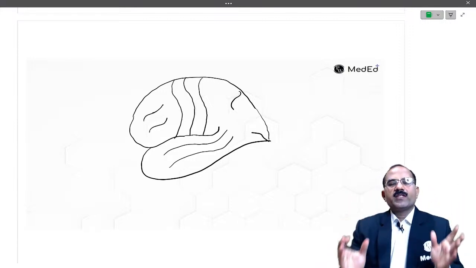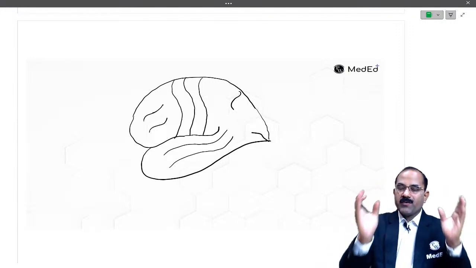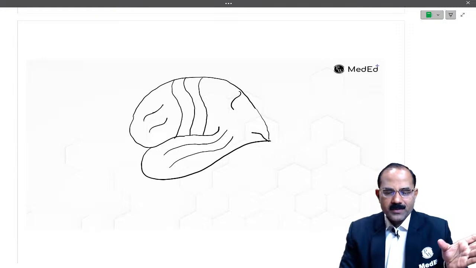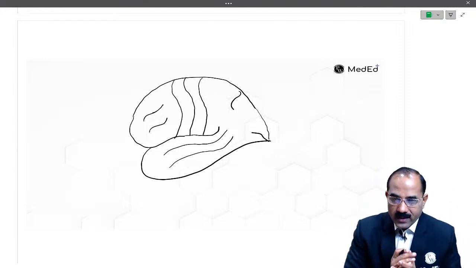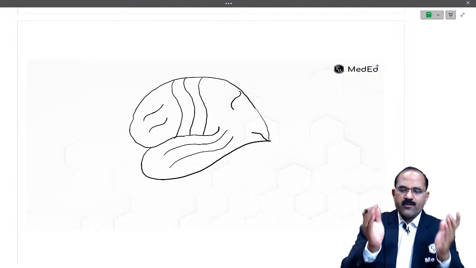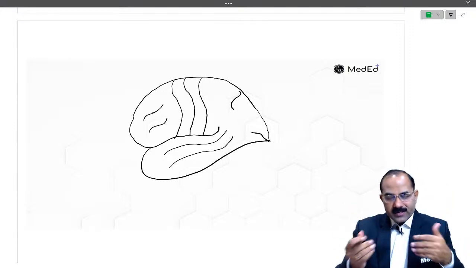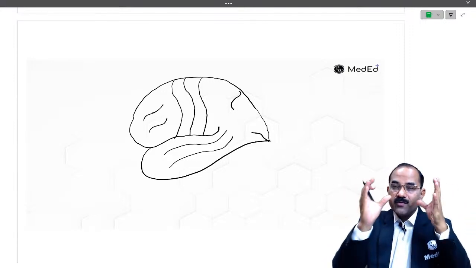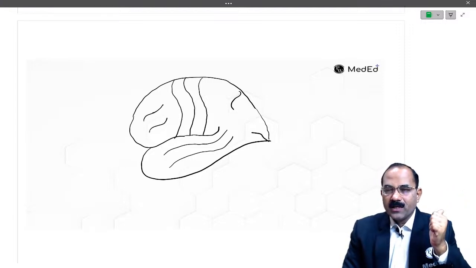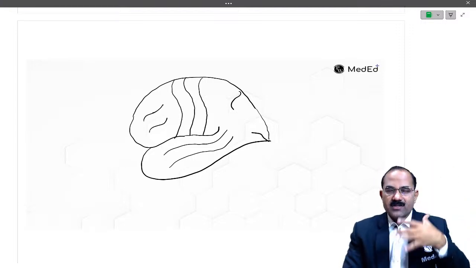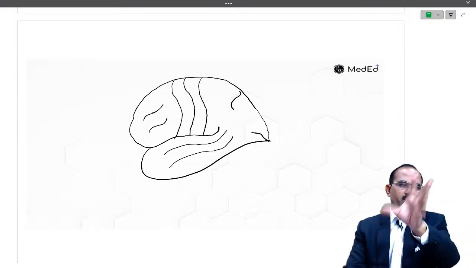Now, who has classified these areas? Brodmann. And Brodmann has divided these areas into two main types. One is the primary area and the second one is known as an association area. Now, what is the function of a primary area? What are sensations that are coming to the brain? They first come to which area? Primary area. So, what is the function of primary area? To receive the sensations, perception of sensations.